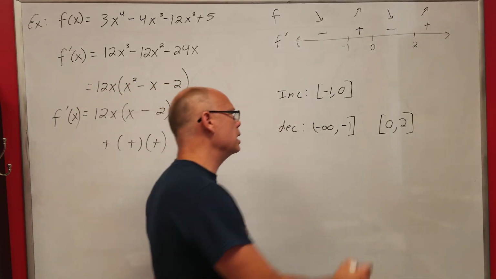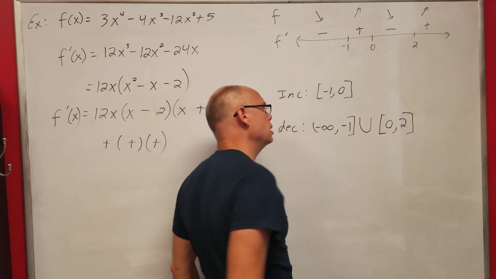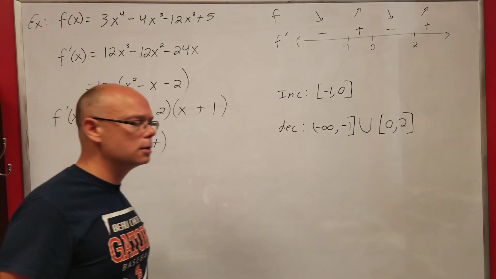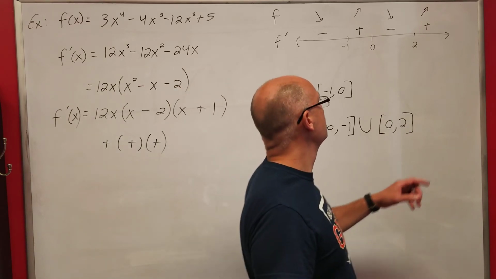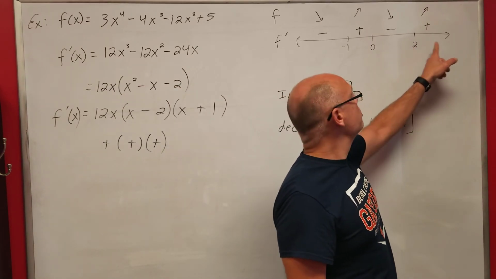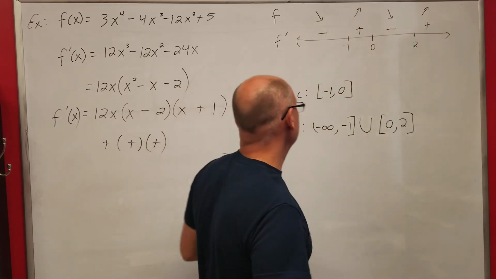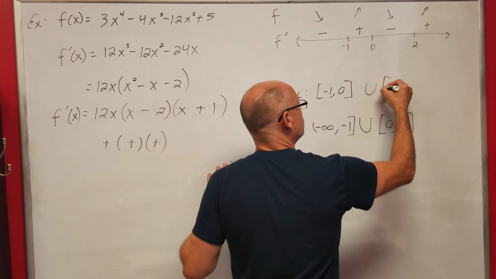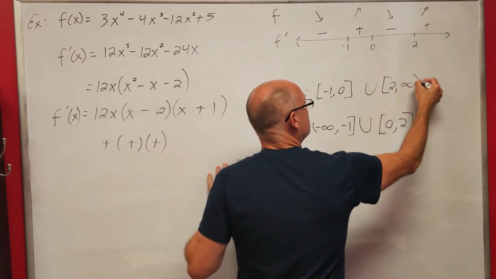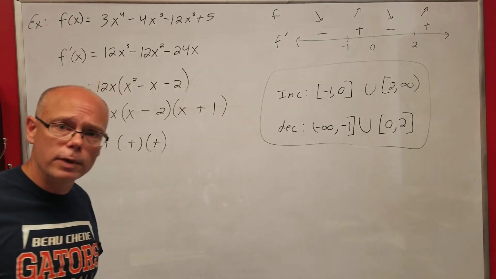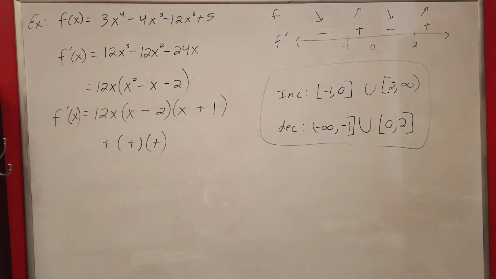Now, I want to say Wiley uses the union. I have to double check that. I'm not sure what Wiley uses. Wiley does certain things at certain times. All right, anyway, what happens from 2 to infinity? My f is what? Increasing. So it's increasing also from 2 to infinity. There's the intervals where f is increasing and the intervals where f is decreasing. Let's see, what else do we have?